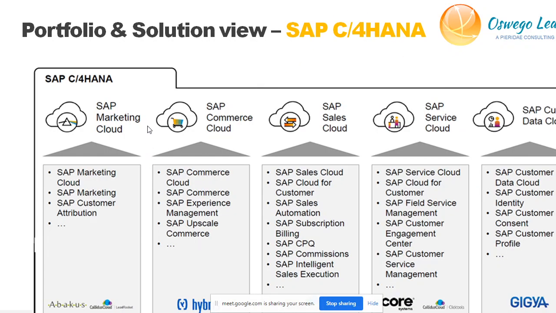So this is the product portfolio of C4HANA. What are the features available? We'll discuss one by one in detail. SAP Marketing Cloud is an acquisition of Abacus. Then SAP Commerce Cloud is nothing but Hybris. SAP Sales Cloud is the acquisition of Callidus Cloud, a renowned organization in the industry. SAP Service Cloud is the acquisition of Core Systems. And SAP Customer Data Cloud is nothing but Gigya.